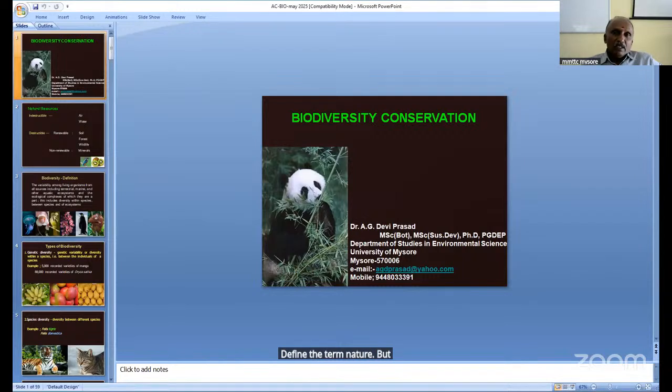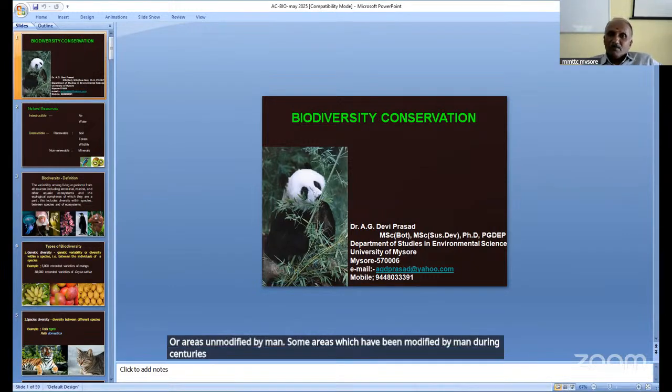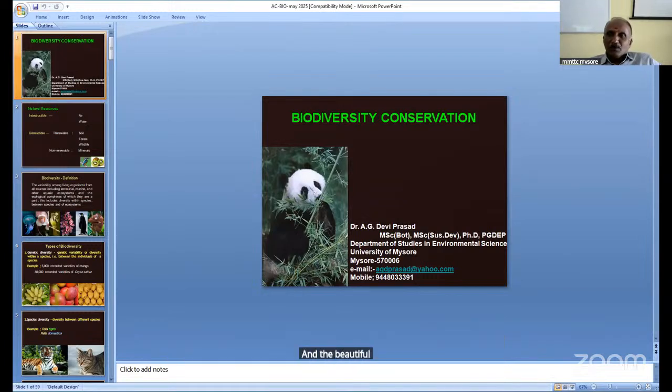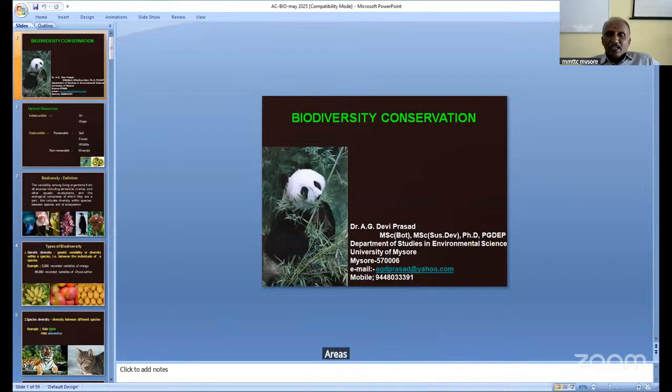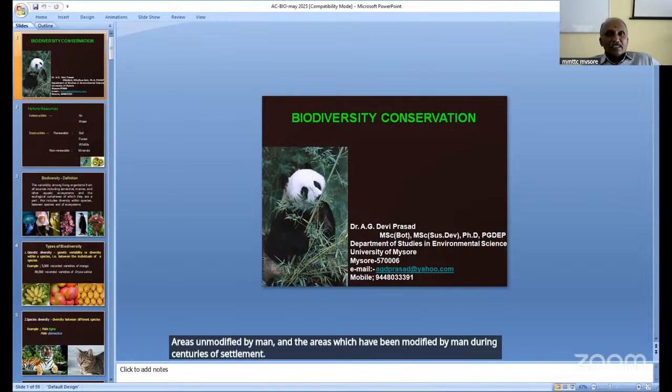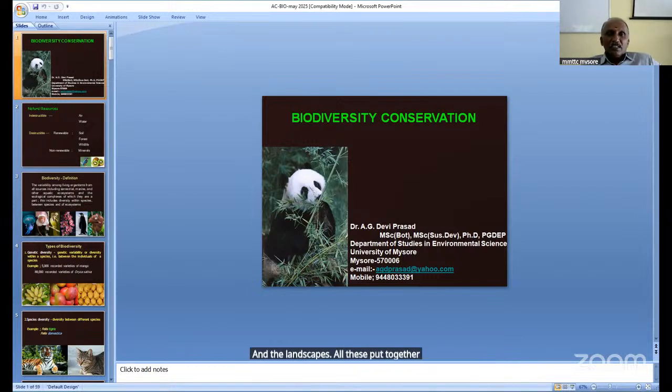But however, very briefly, it can be said that nature is all natural areas or areas unmodified by man, or areas which have been modified by man during centuries of settlement, and the beautiful landscapes. All these put together, we call nature.